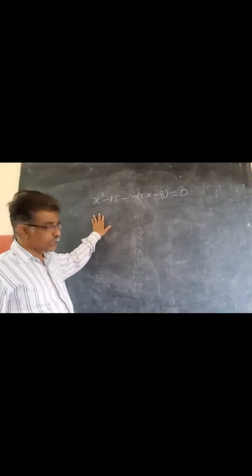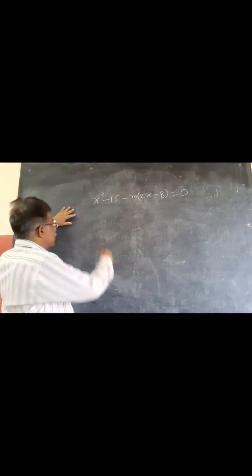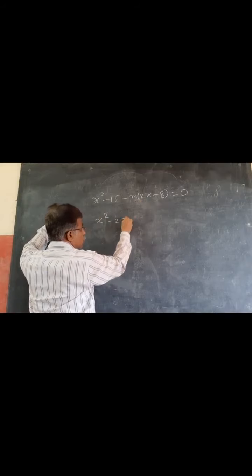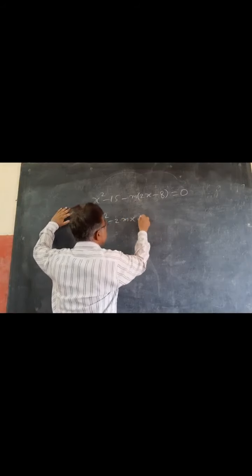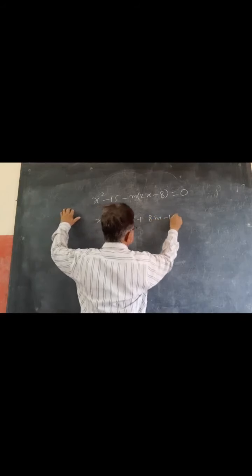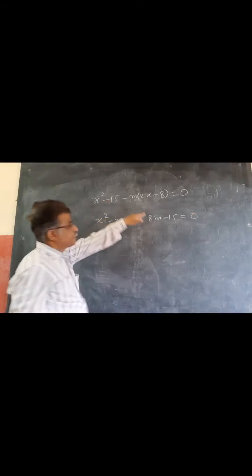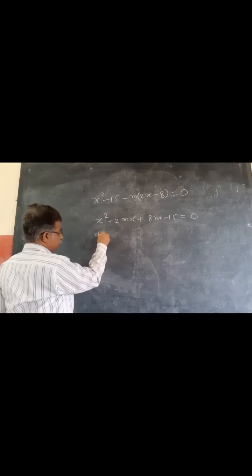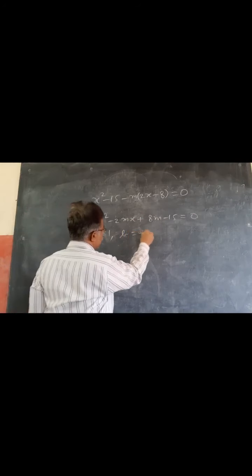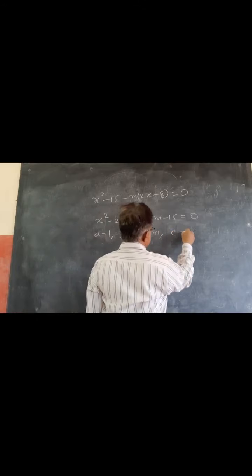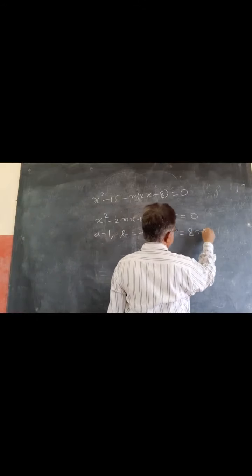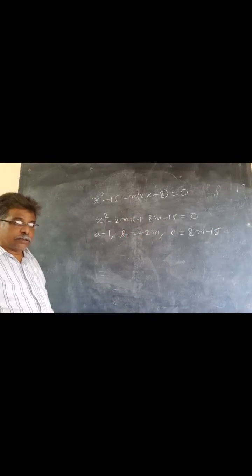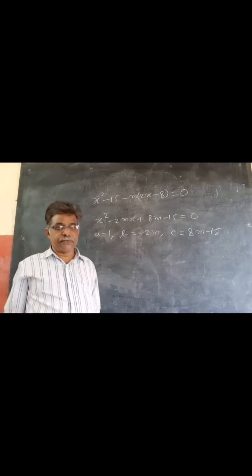So first of all we will convert it to a quadratic equation. That is x square minus, I am opening the bracket, 2mx plus 8m minus 15, I am writing in the last. Now I got ax square plus bx plus c. Here a is 1, b is equal to minus 2m, c is equal to 8m minus 15.